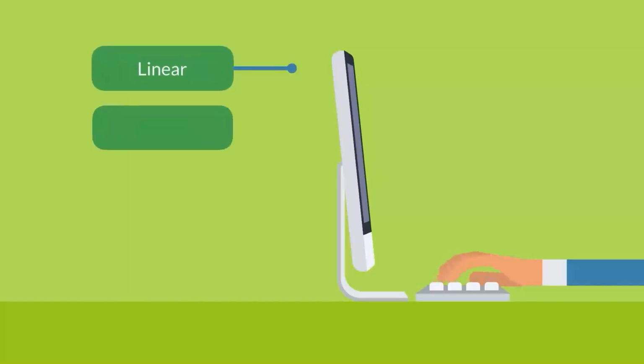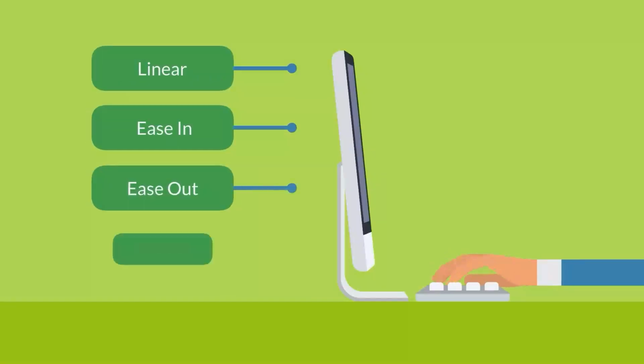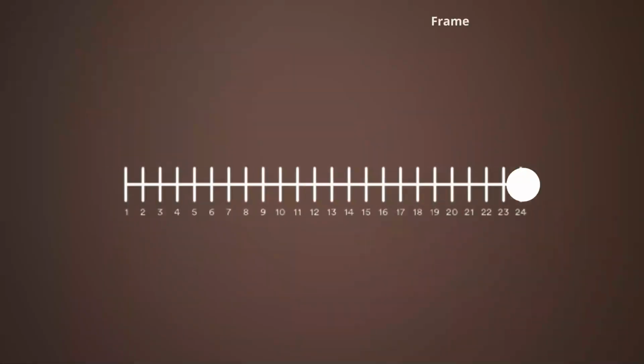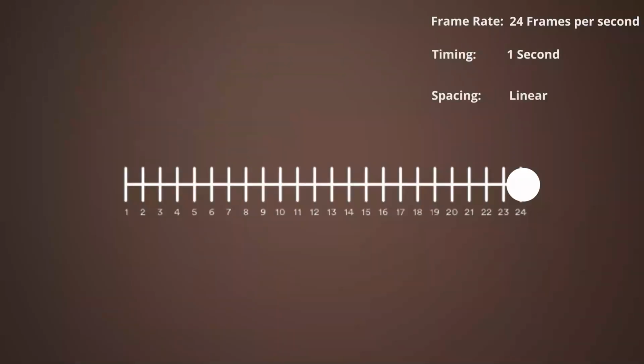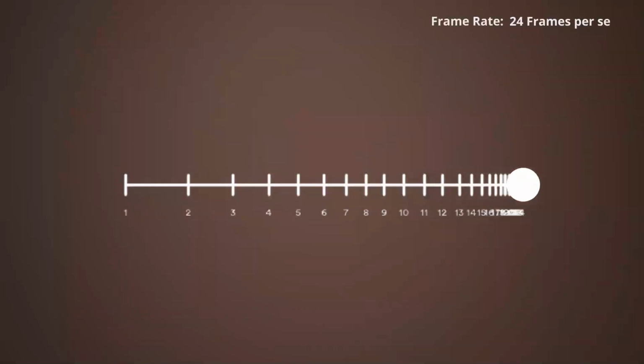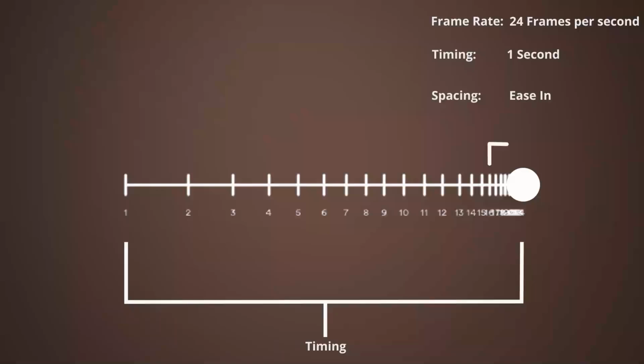Now, there are 4 types of spacing, and they are linear, ease in, ease out, and ease ease. Linear spacing will have the frames spaced in equal distance. In simple words, the animation will happen at a constant velocity. Ease-in spacing can be used at any frame that needs to be slowed down. Basically, any frame that needs to be decelerated or stopped.